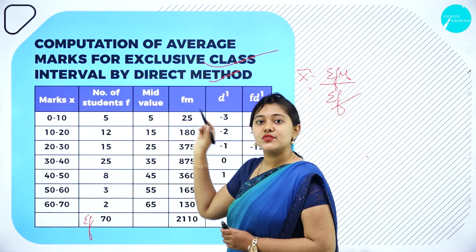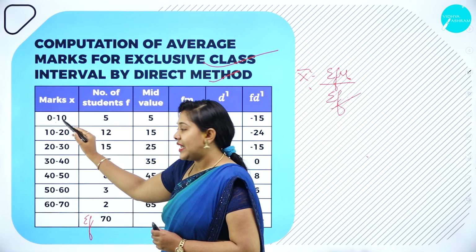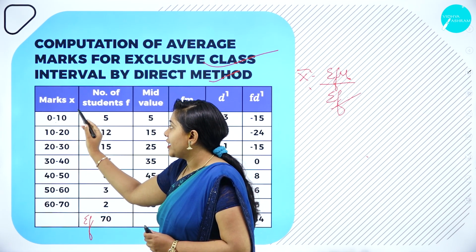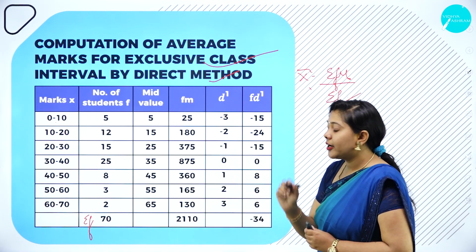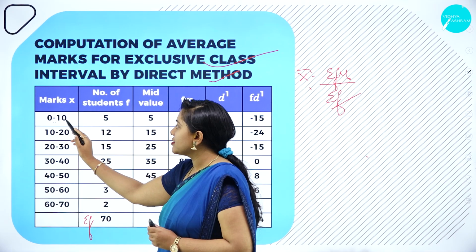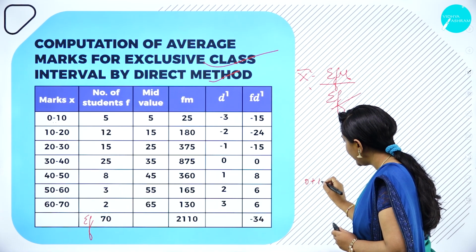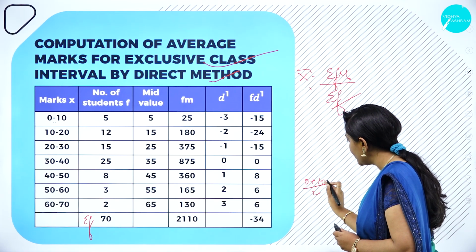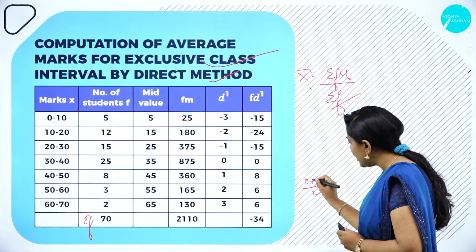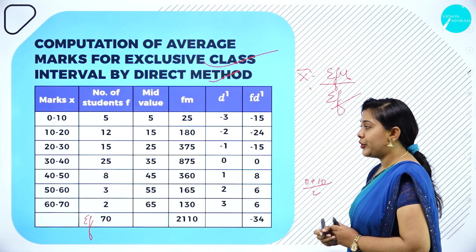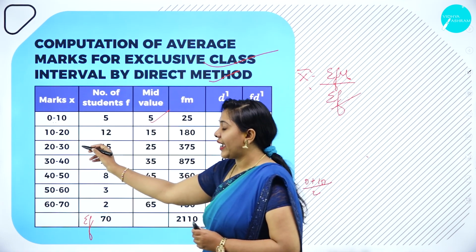What does m stand for? Mid value. How to find the mid value? You have to take up the class. So 0 plus 10 divided by 2. Lower limit plus upper limit divided by 2. So 0 plus 10 divided by 2, you get 5. Okay, I'll repeat for the second one again.